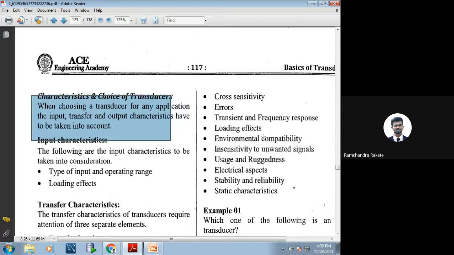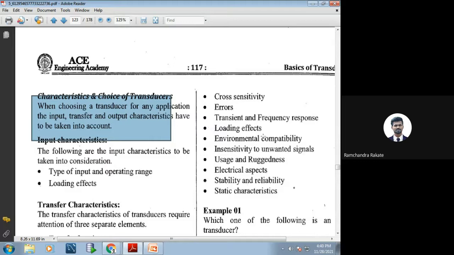The first one is linearity. The relationship between a physical parameter and the resulting electrical signal must be linear. This is the basic requirement. Sensitivity is the second one. The sensitivity of a transducer should be high, because sensitivity is defined as the electrical output per unit change in physical parameter.